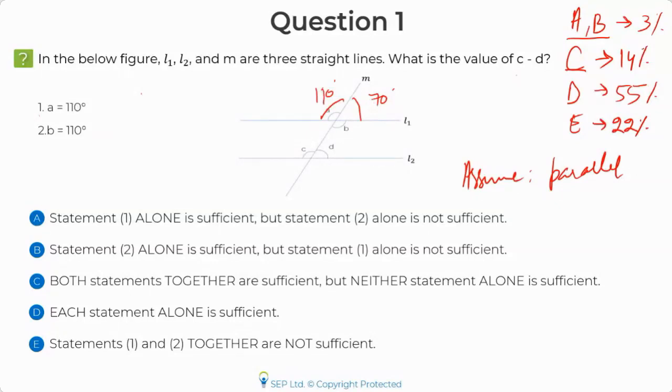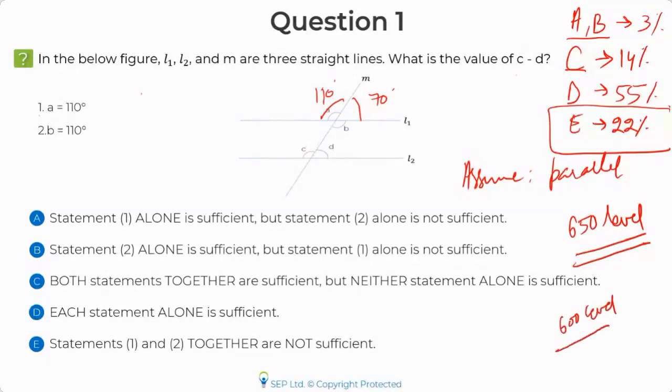So correct answer in this case is choice C, which only 22% of you got right, even though this was a 650 level question. And this became a 650 level question only because of this trap which is there. Otherwise, this is maximum a 600 level question, a direct application of concepts, nothing more than this.